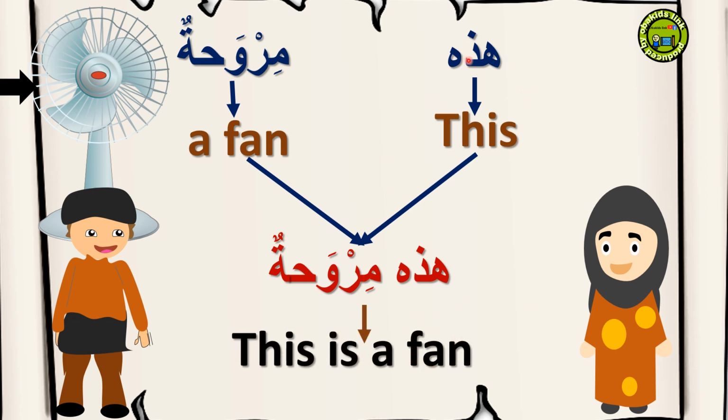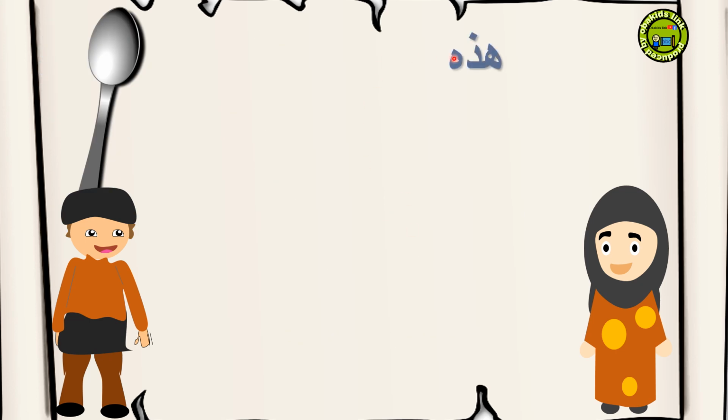Again, this is hazihi. Hazihi is a singular feminine demonstrative pronoun, which means this. This is mirwahatun. Mirwahatun is a singular feminine noun, which means a fan. Now if we join hazihi and mirwahatun together, it becomes hazihi mirwahatun, which means this is a fan. Let us move on to another example. This is hazihi. Hazihi means this.